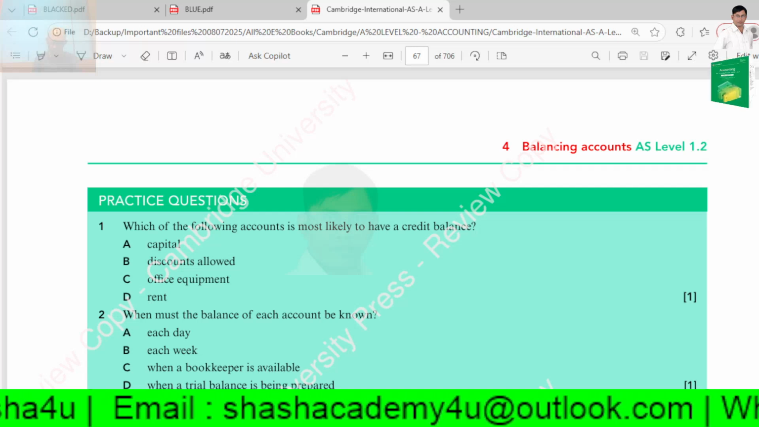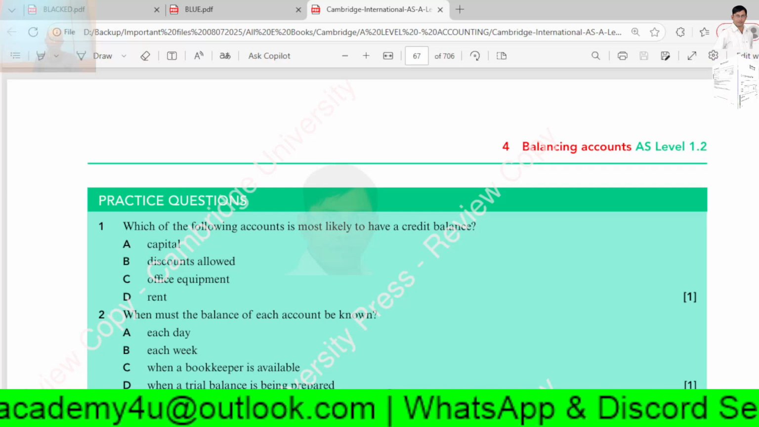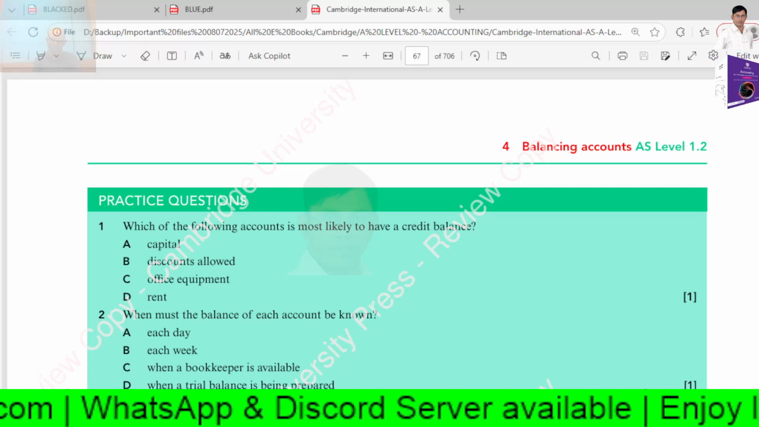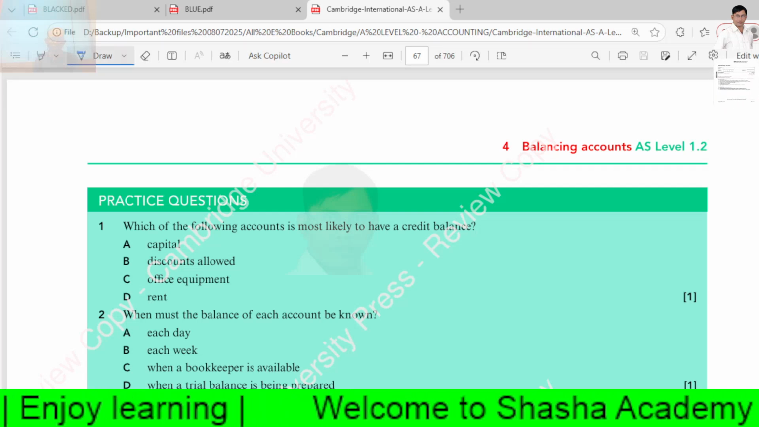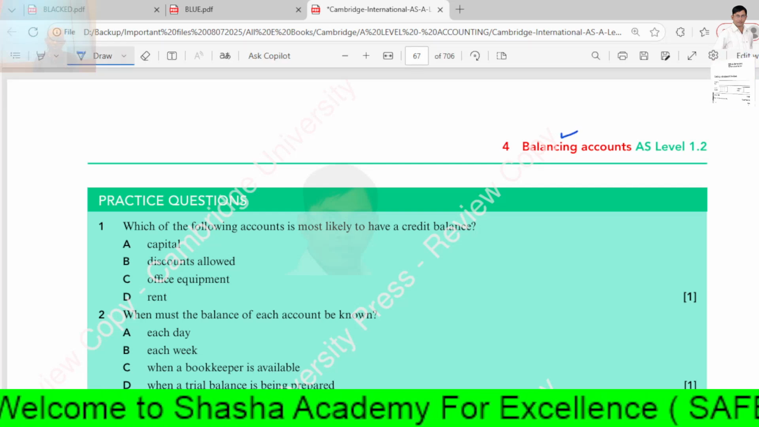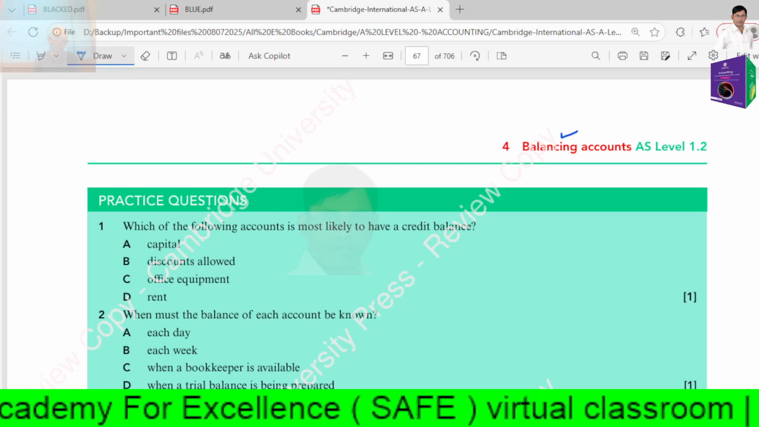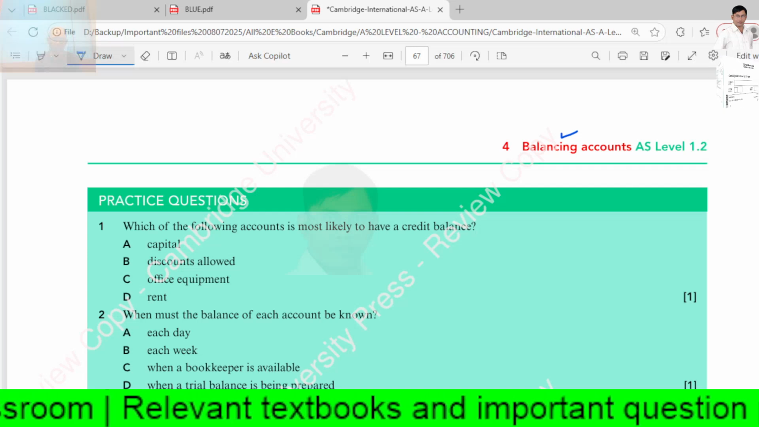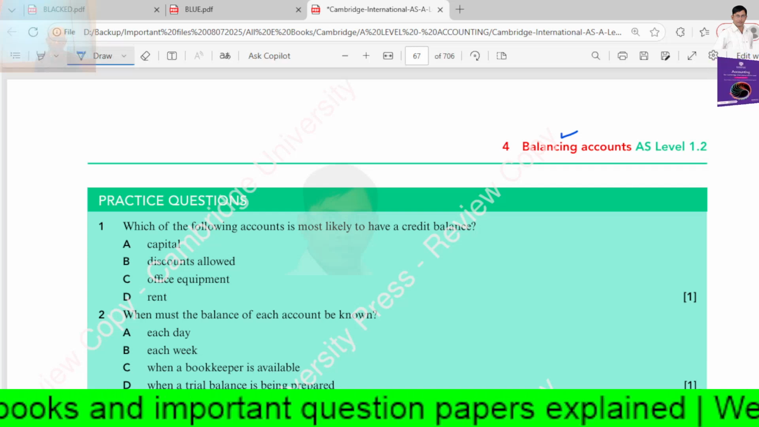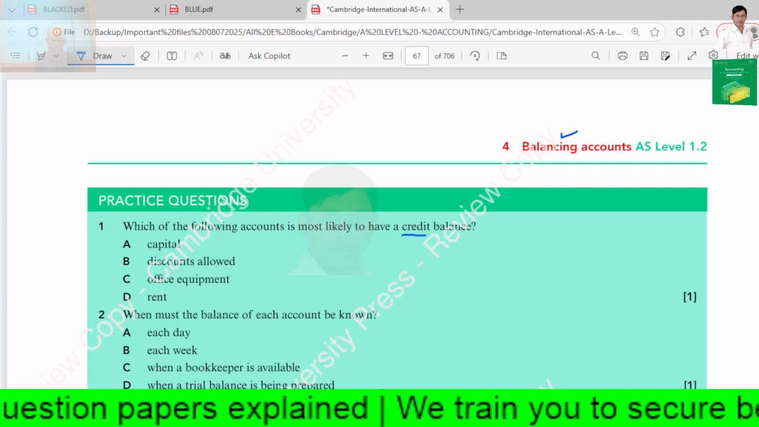So these are the practice questions from balancing accounts. We'll discuss this. Before this, you can try answering yourself and cross-check with the answer. Which of the following accounts is most likely to have a credit balance?